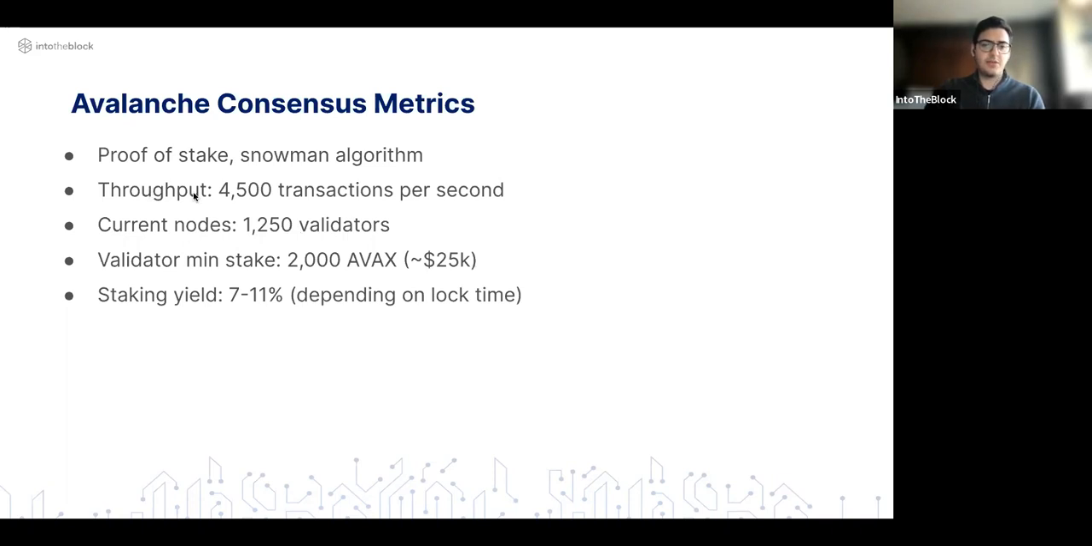Throughput is significantly faster than several of the more established chains. So 4,500 transactions per second, quite fast and has large capacity. And finally, staking yield ranges between 7 to 11%, depending on how long you are willing to lock your AVAX tokens for. So essentially, it grows depending on the lock time that you set.